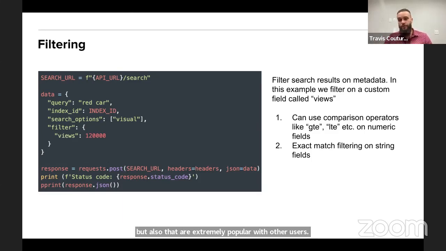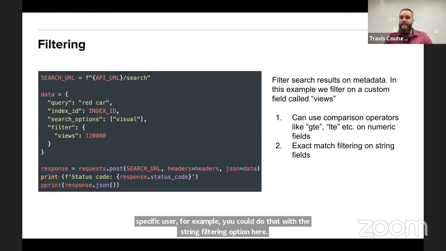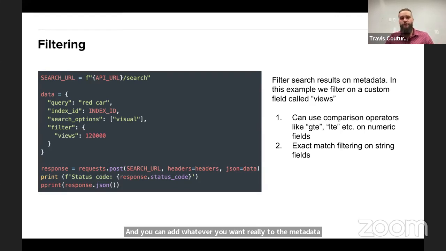We have numeric fields where you can do those comparison operators, and then we can do filtering on string fields as well. So if you want to only find videos uploaded by a specific user, for example, you can do that with the string filtering option here. And you can add whatever you want to the metadata section, so you can use your imagination as to some of the really cool things you could do there.